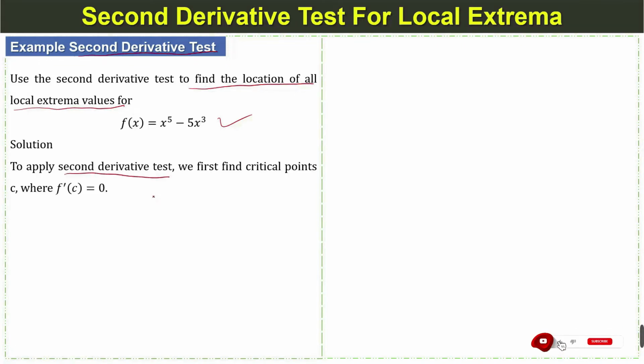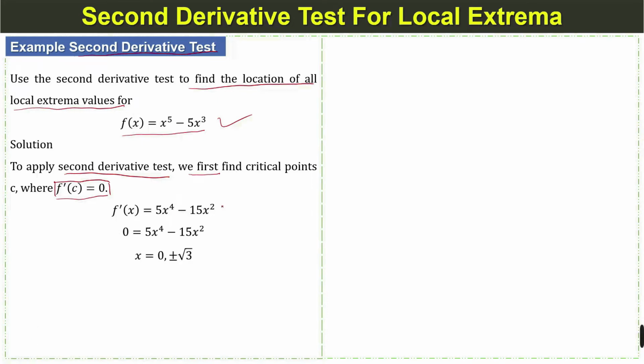To apply the second derivative test, we first find the critical points c where the first derivative of the function is equal to 0. So how can we find the critical points? First we find the first derivative of this function, and then we set it equal to 0, and we will get the critical points. So this is the first derivative of the function, and we set it equal to 0.